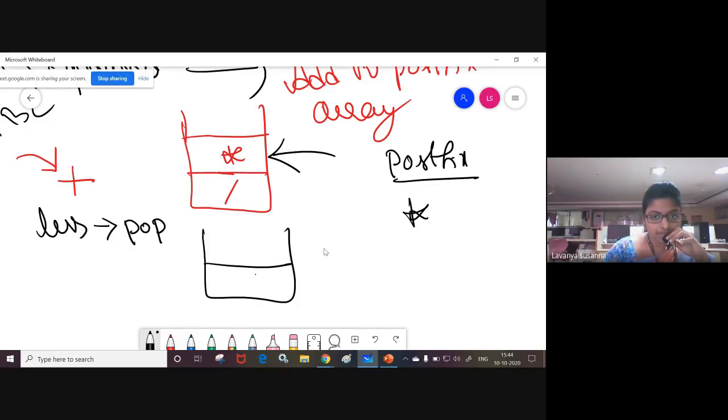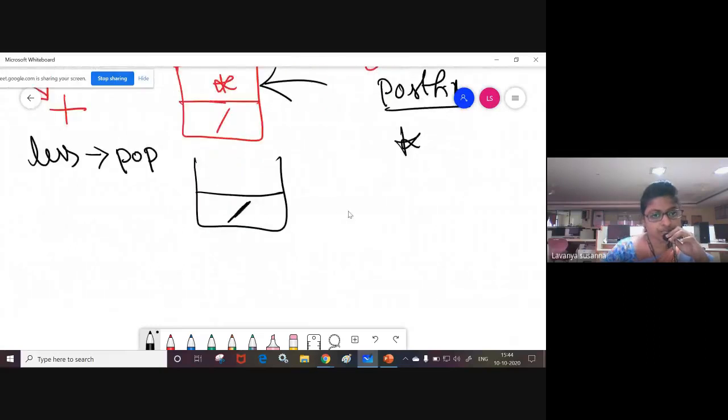Now, what is the next element? Divided by. You need to compare with the topmost element only, and delete the topmost element only. Compare plus precedence and star precedence. Here the scanned symbol precedence is less, so you need to pop the topmost element, star, and add it to the postfix array. After deleting, again you need to compare plus and divided by, the topmost element only. There is only one element.